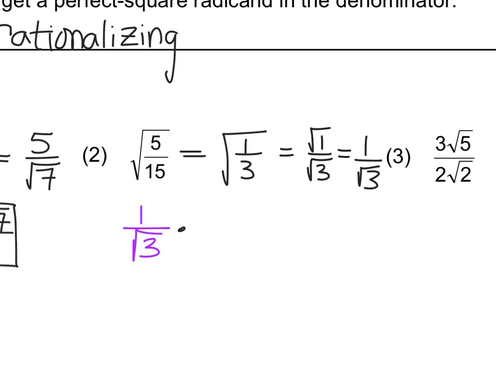I don't know why it's disappointing. It's crazy because this is nice. It's simple, neat, a good looking answer. And we're about to make it not look as good, but there will be a reason for it. Rad 3 over rad 3.